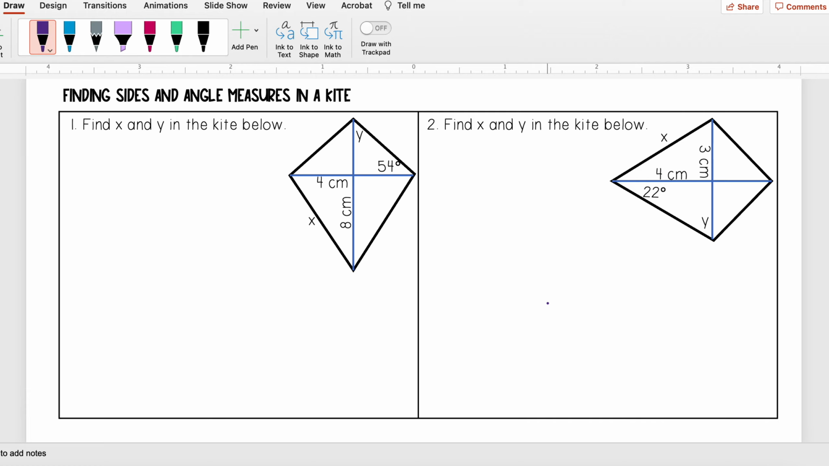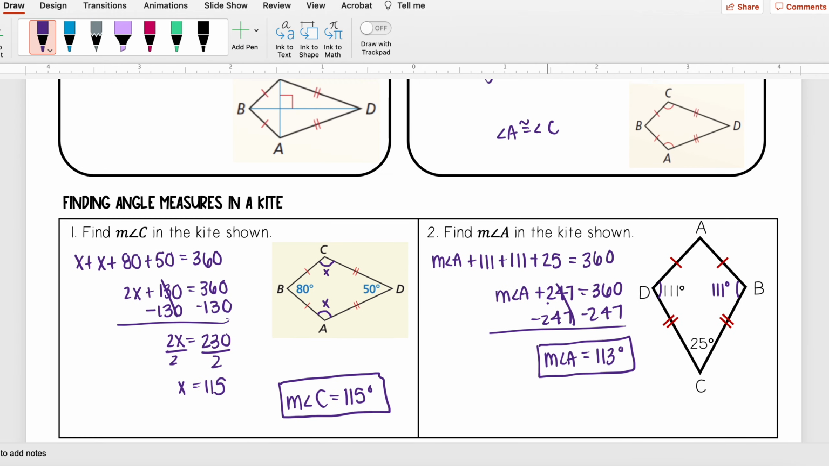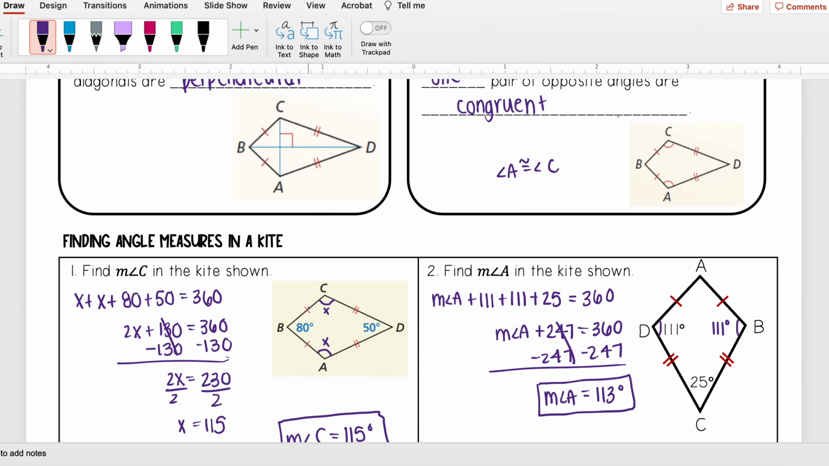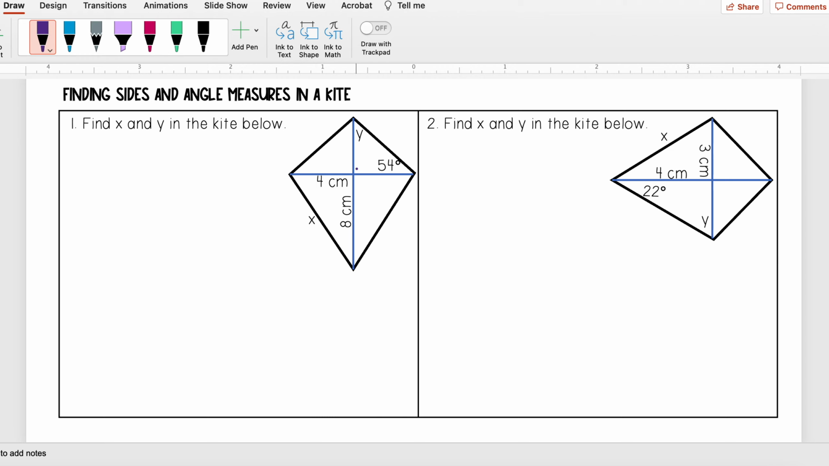Okay, so for these last two examples, we're now going to be finding sides and angle measures in a kite. And for both of these examples, we're going to be using this diagonals theorem. So the fact that the diagonals are perpendicular. So they intersect at a 90-degree angle. So I know that these both intersect at a 90-degree angle. And I'm going to use that information now to actually find my x and my y.